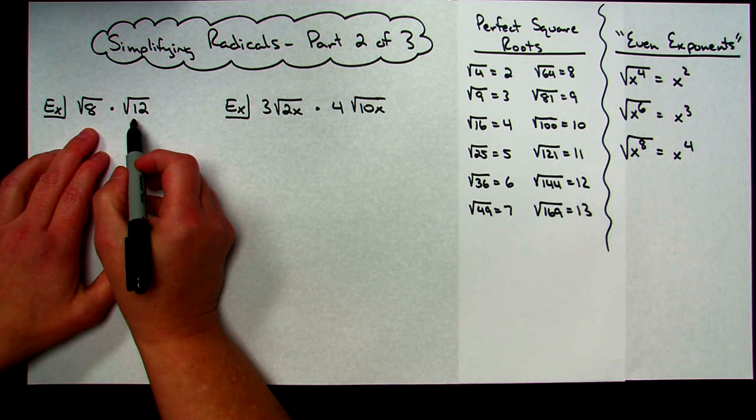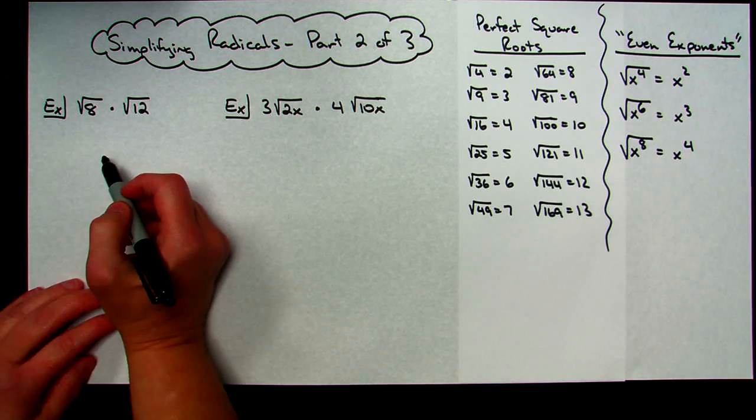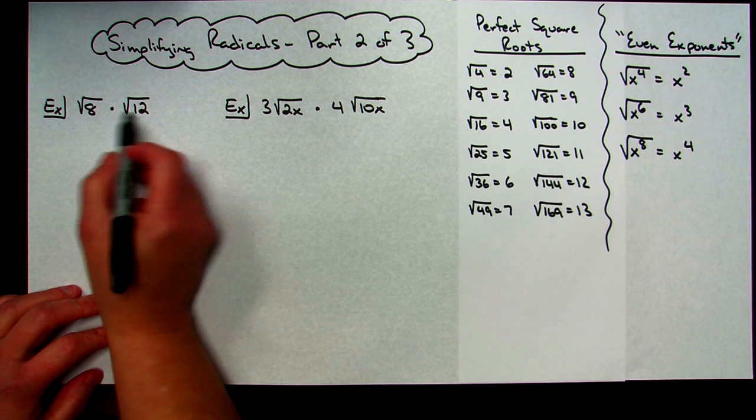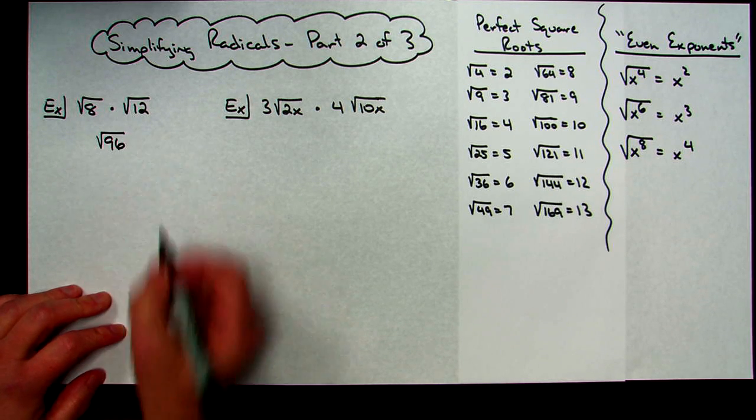First thing you're going to want to do, you can multiply what's underneath radicals. All right, so that's what I'm going to do. This says square root of 8 times the square root of 12. So I'm actually going to go 12 times that 8 right there, and I'm going to get 96. So then I've got the square root of 96.